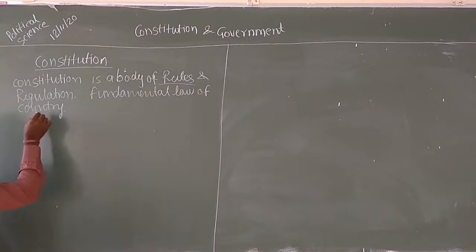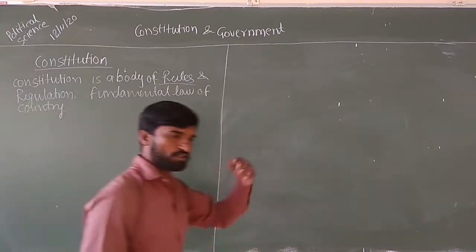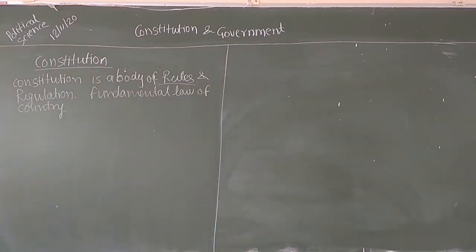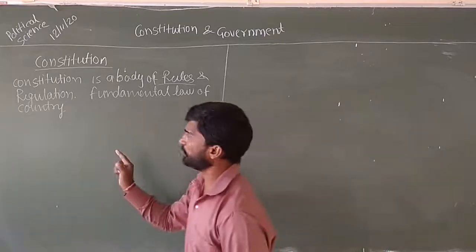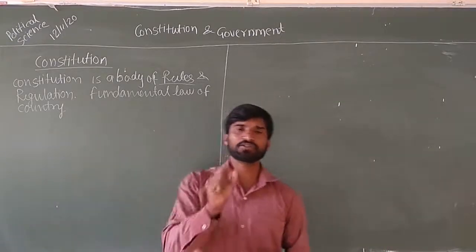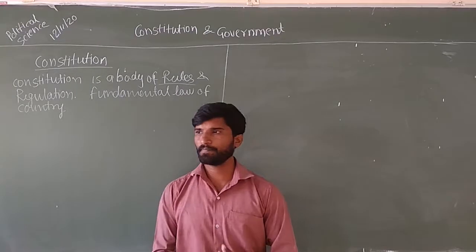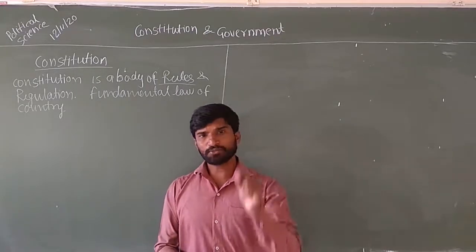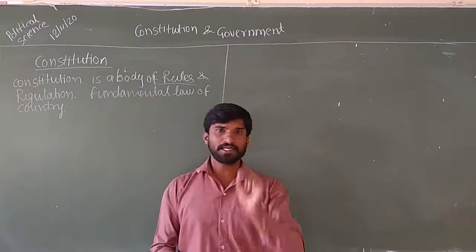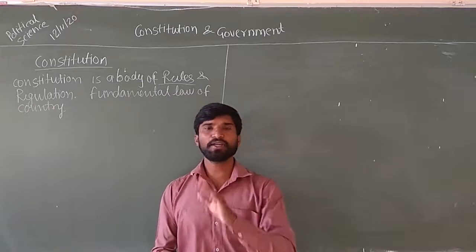Because the full country is run on the basis of this constitution, which may be written or unwritten. In both forms, constitutions are found across the world. The Indian constitution is found in written form. Earlier there were 395 articles, 12 schedules and 22 parts.